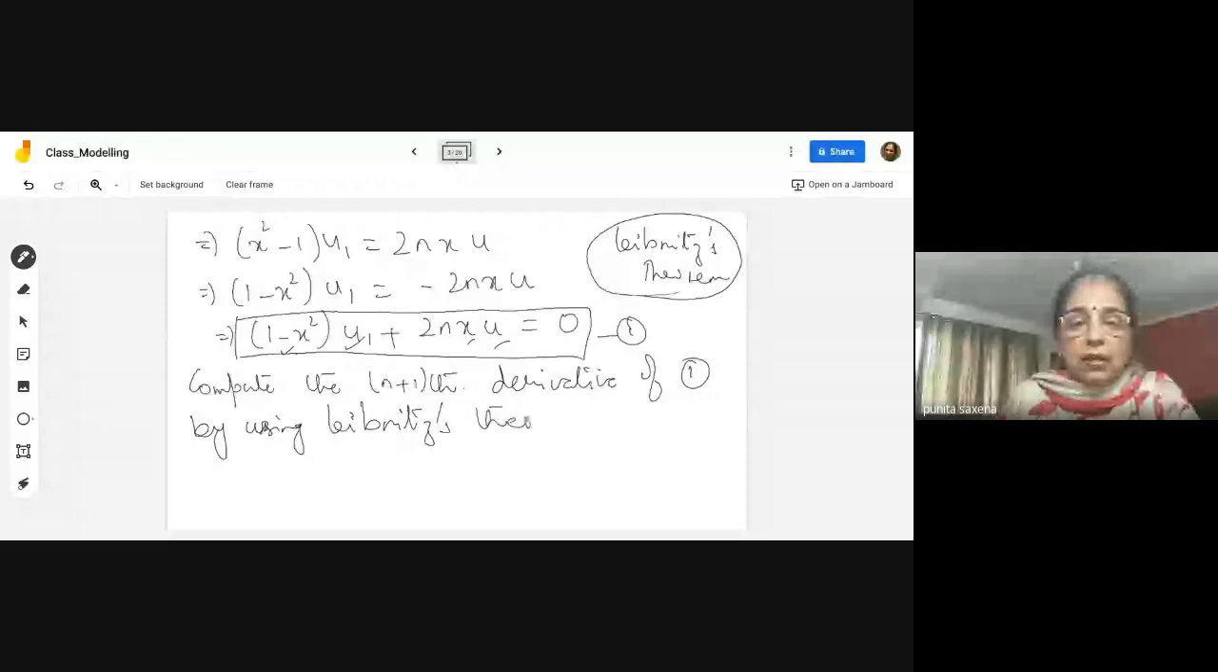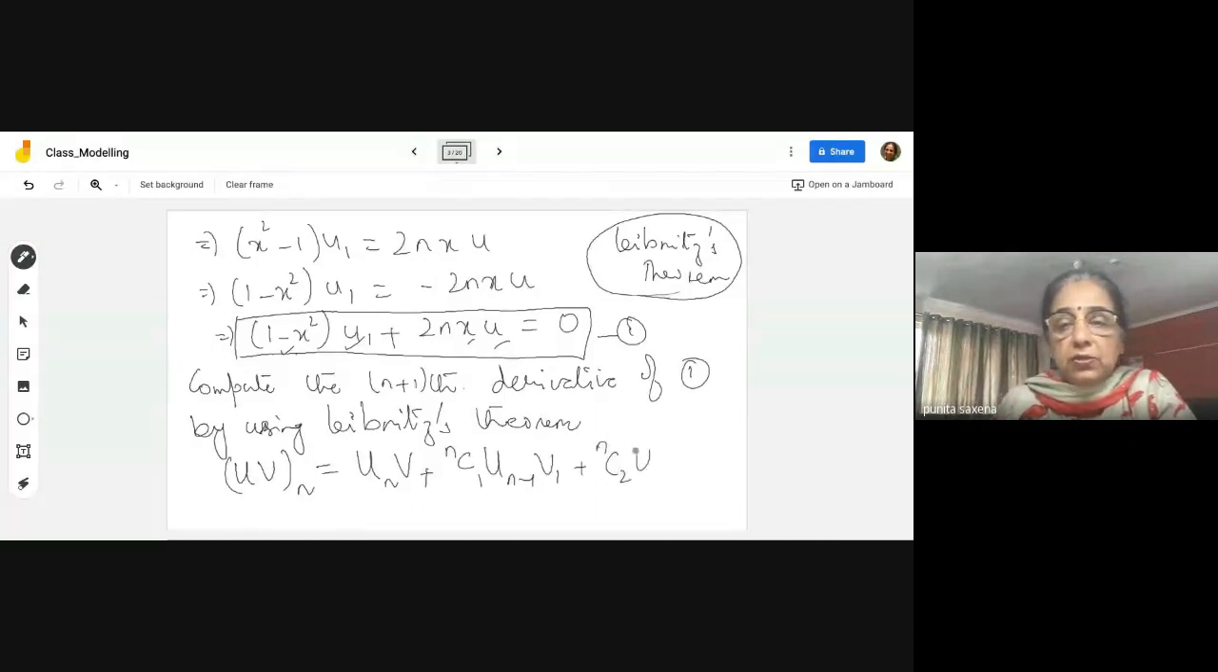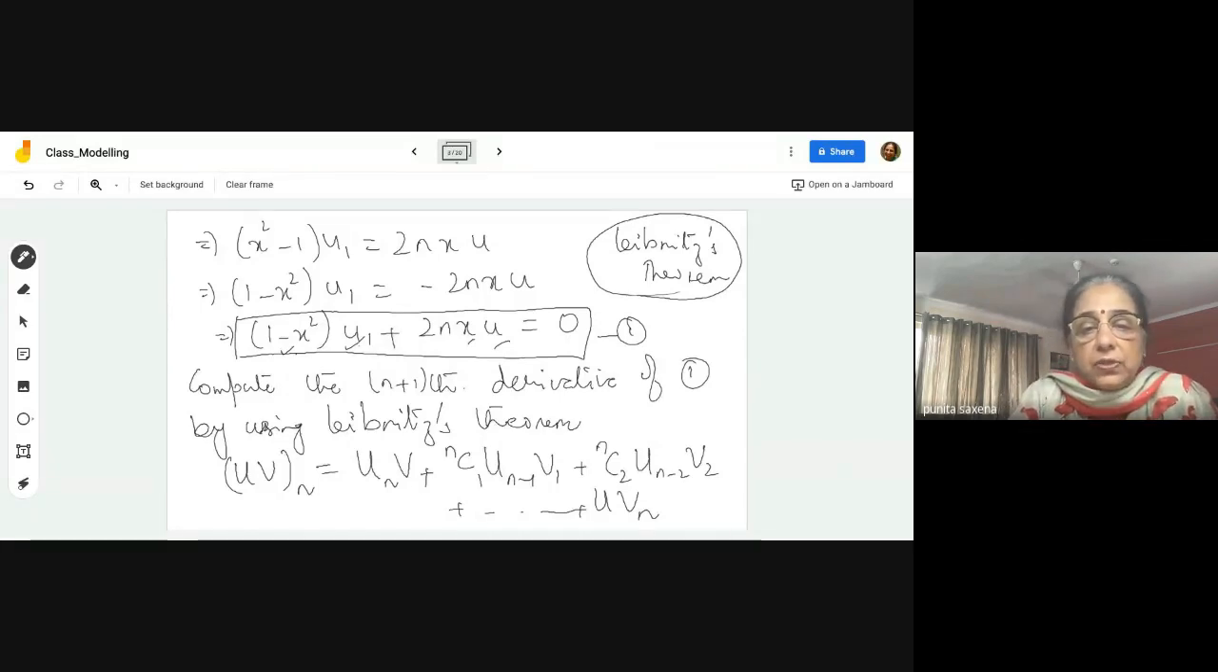Okay. Now, what does Leibniz theorem say? That if u and v are any two functions of x, then the nth derivative of their product is given by nth derivative of u into v plus nC1 u(n-1) v1 plus nC2 u(n-2) v2, and so on and so forth. The last term is u v(n). This is what Leibniz theorem says.